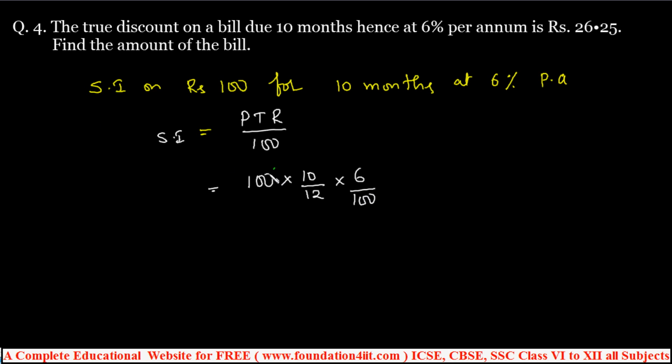Yes, you can calculate this. Cancel 100, 6 times 1 is 2, and 10 by 2 is 5. So rupees 5 is the simple interest for every 100.